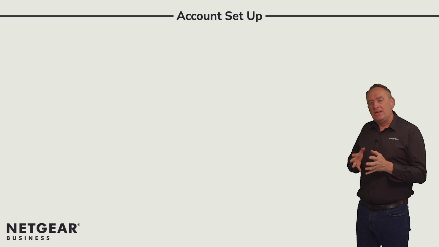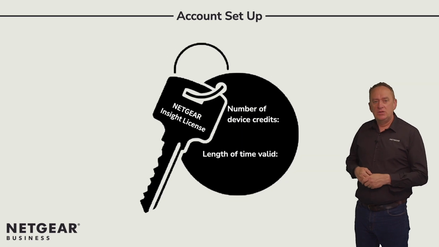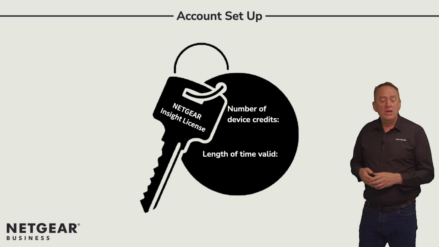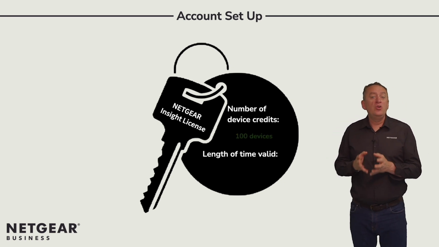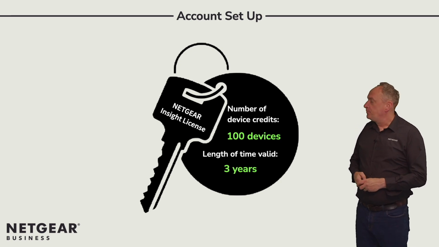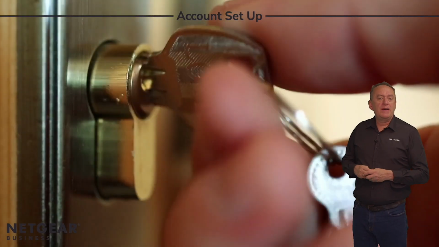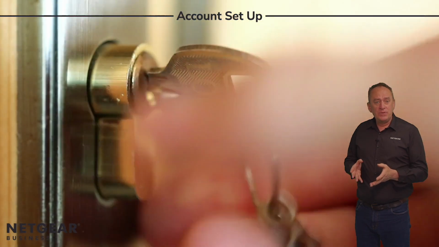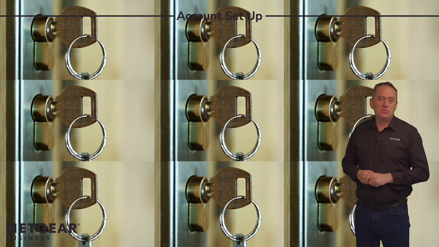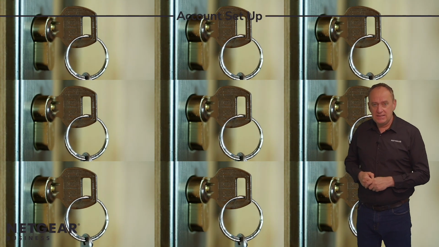Now, each license key has 2 attributes: the number of device credits and the length of time a license is valid for. For example, you can purchase a license key for 100 devices to be valid for a 3-year period. All NETGEAR Insight managed devices are treated the same, and the device credit can be applied to any Insight managed device, which you can benefit from at a later date.